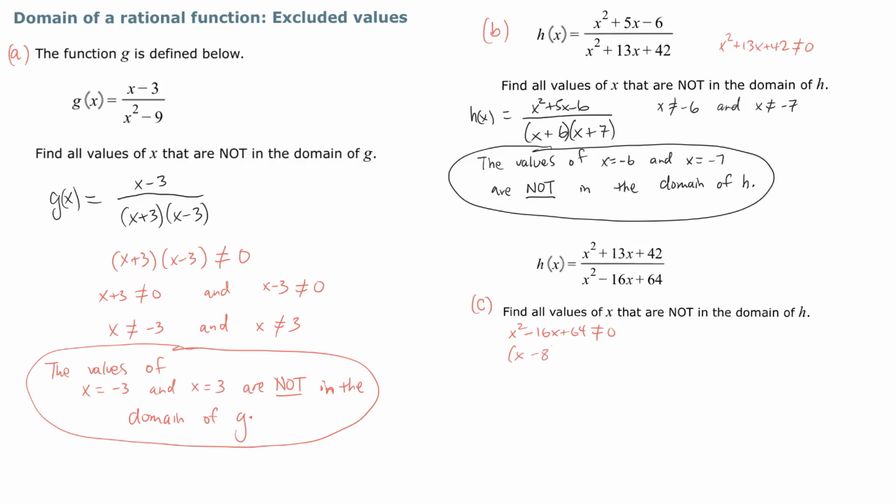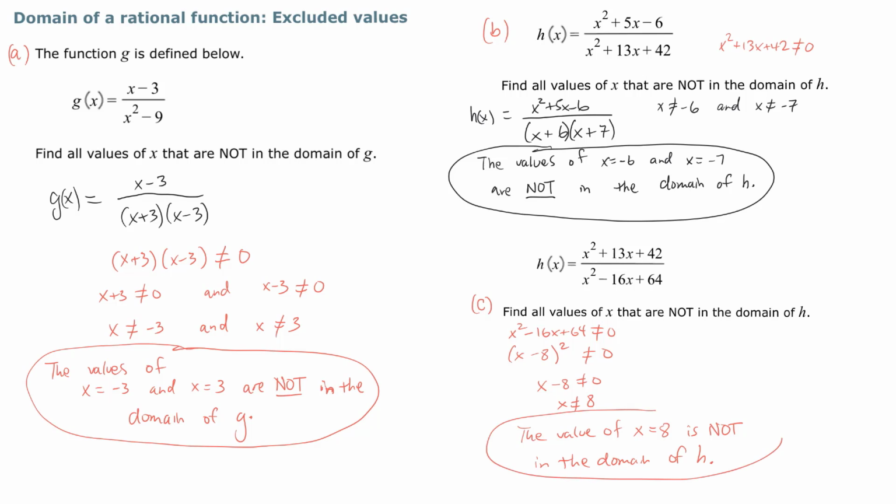So x minus 8 quantity squared cannot be 0. That means x minus 8 can't be 0. X cannot be 8. The value of x equals 8 is not in the domain of H. It's better to write a complete sentence for this particular problem just to make sure you understand how to answer the question.